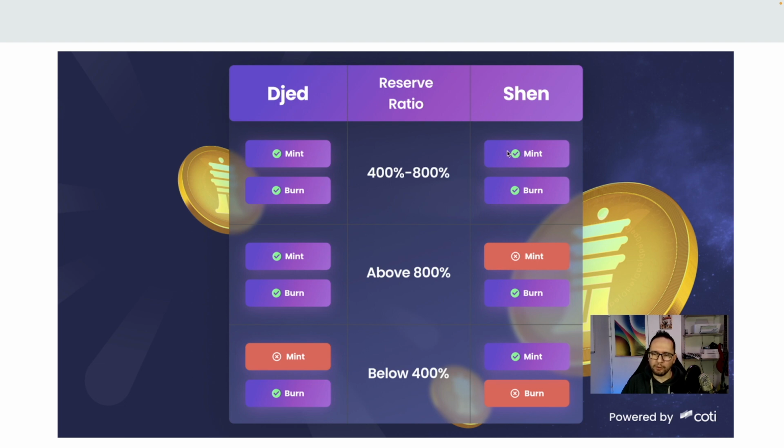As we mint too much Shen, the collateralization goes up, but we will see that minting Shen is not the only case where we can get the over-collateralization above the 800%. The ADA price will play a role in this. Once we get to 800% or above, we are not allowed to mint Shen anymore, while we are allowed to do all the other things, obviously.